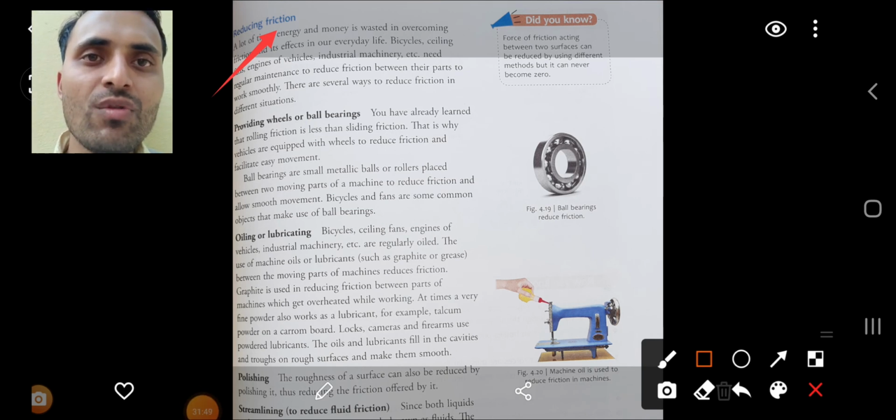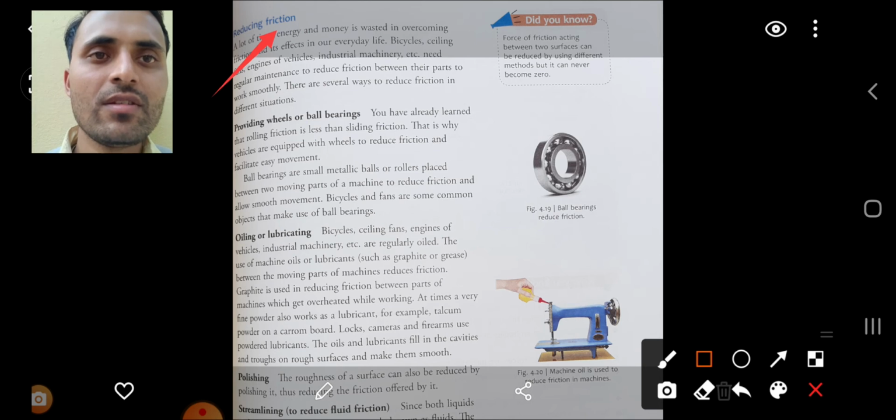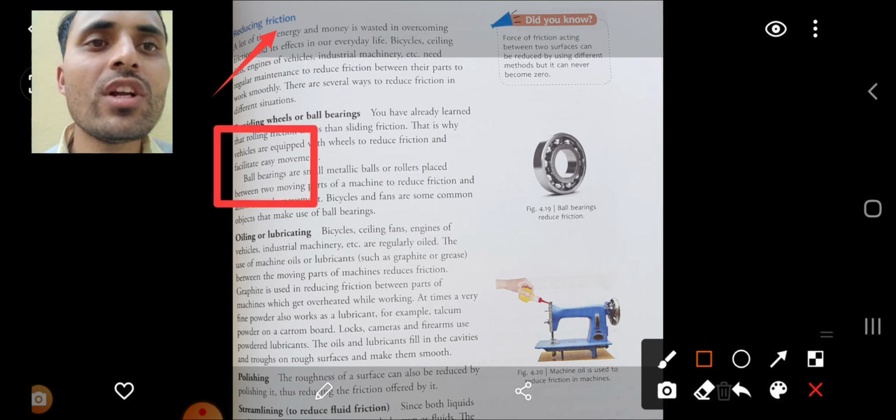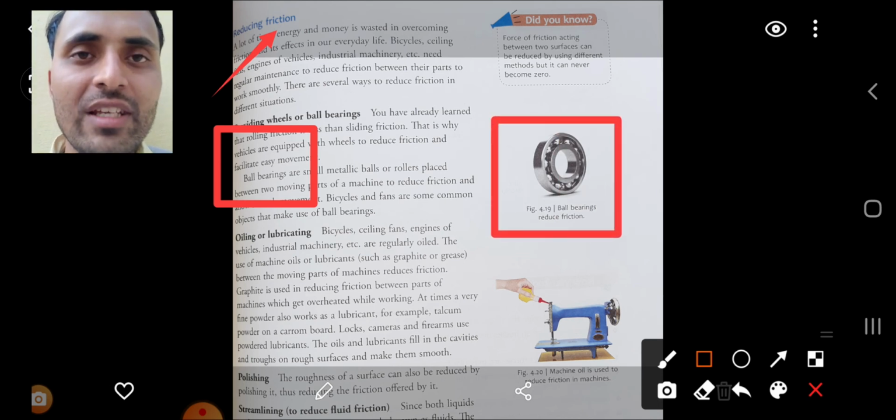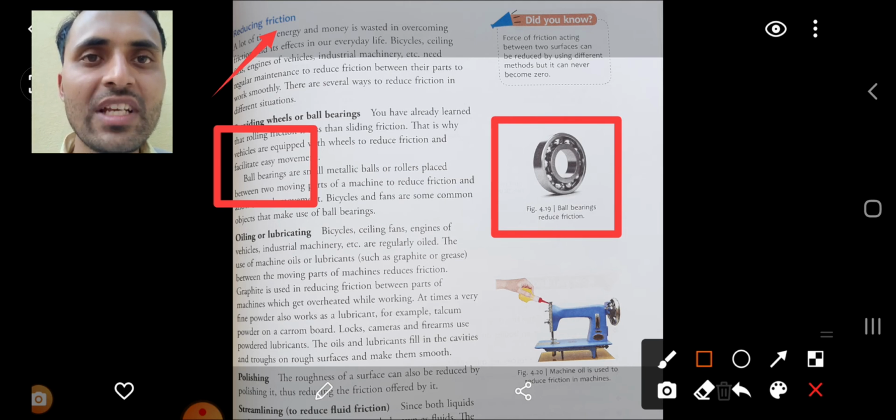Reducing the friction means how we can minimize the frictional force. First is providing wheels on ball bearings. You can see the diagram of a ball bearing. It is a mechanical equipment. The ball bearing is used in the axles of the bicycle in order to reduce the friction between the axle and the moving tire. Many of the students know this ball bearing used in bicycles. It is one way of reducing friction. It is a metallic body with metallic balls.